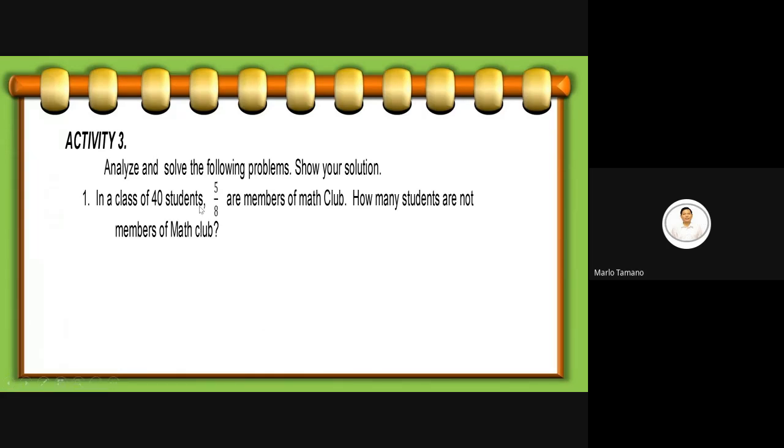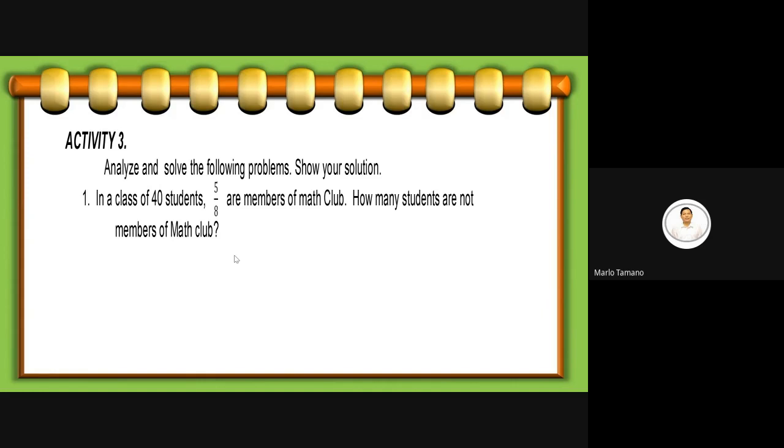Or pwedeng cancel po. No? Pwede nyo i-cancel. Cancel yung 40 at saka yung 8. Okay, so 5 na lang po, no? 5. Tapos yung 8 ay 1. So, 5 times 5 is 25 over 1. So, 25 po ang members of the club.